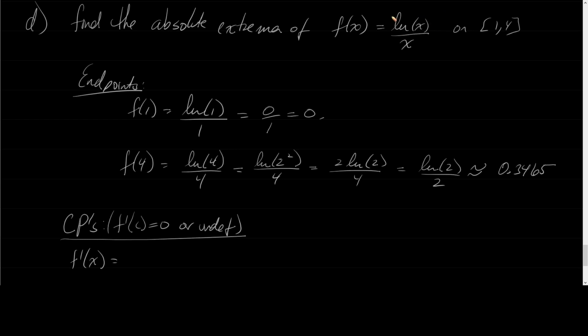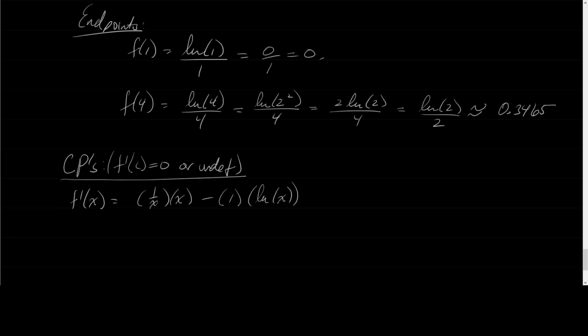So the derivative of the top, 1 over x, times the bottom, x, minus the derivative of the bottom, 1, times the top, ln of x, all over the bottom squared. So 1 over x times x just becomes 1, minus ln of x, and this over x squared. And now the next thing is, where would this be 0 or undefined?